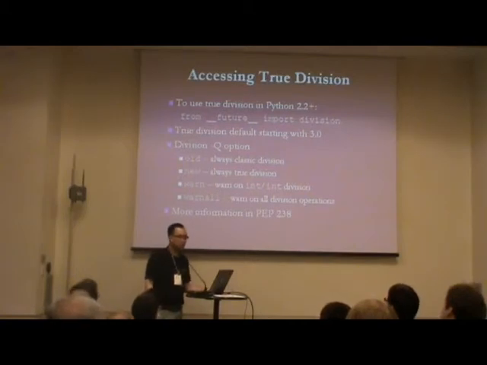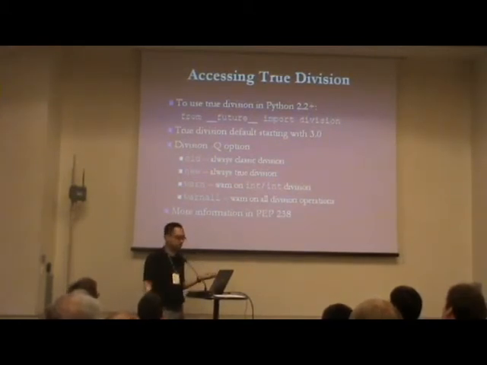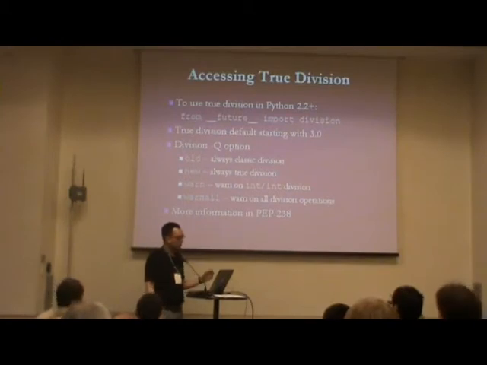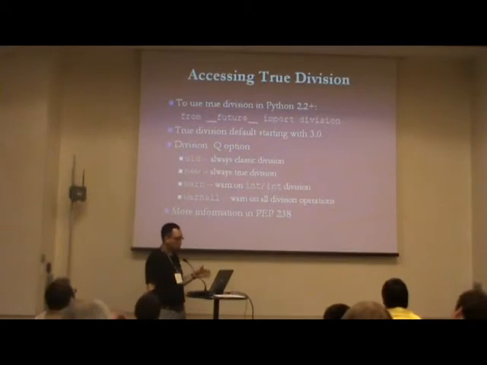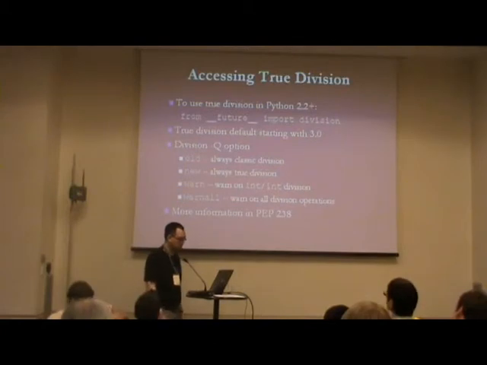You can also change the behavior of your Python interpreter with the startup -Q option. So if you start Python 2 with -Q old, you're always going to get classic division. If you start, actually that might work in Python 3 as well. I'm going to try it again. If you start with -Q new, you're always going to get true division. If you do -Q warn, it's going to warn you whenever it comes across integer over integer division. And if you do -Q warnall, that will warn on all division operations. And for more information on this, we've got PEP 238.